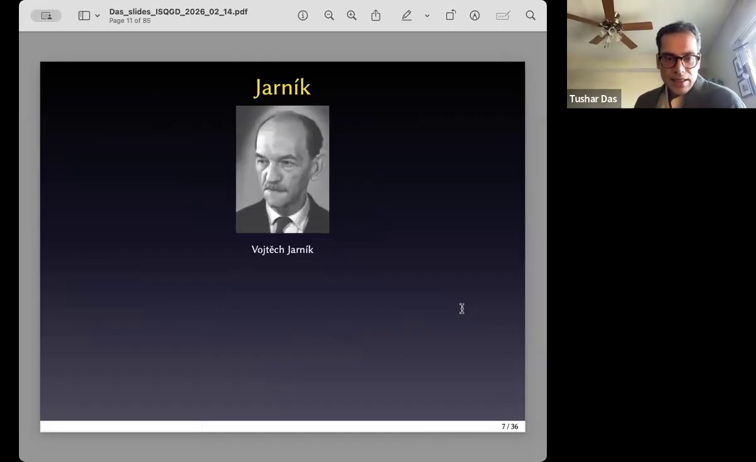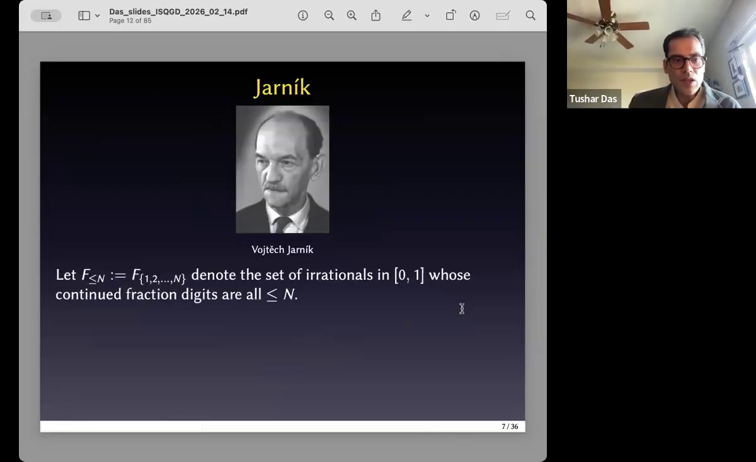Okay, so the study of such sets started soon after Hausdorff introduced his notion of Hausdorff dimension. One of the pioneers was Wojciech Jarník, and another pioneer was Abram Besicovitch. I'll tell you a bit about both of them and what they did. So Jarník considered the set of all irrational numbers whose continued fraction digits are all up to a certain bound. Let's say that parameter is n, and so you only allow continued fractions whose digits are between 1 and n.